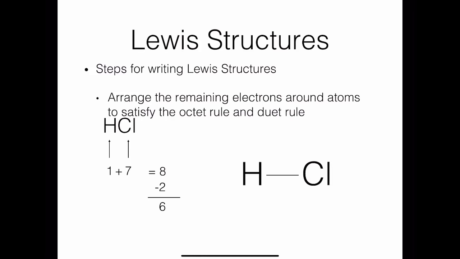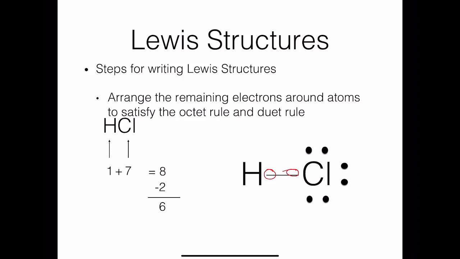It already has those 2 because it's got 1 that comes from hydrogen and it's got 1 that comes from chlorine. It has access to both of those electrons, so it's already happy. We have satisfied the duet rule for hydrogen, but we still need to satisfy the octet rule for chlorine. So we need to place the remaining 6 electrons around chlorine to satisfy its octet.